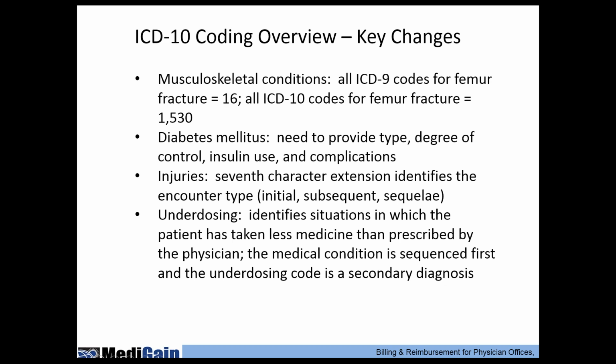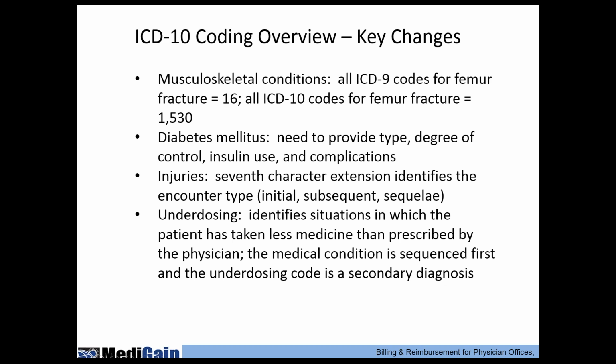Diabetes is changing, so now we have to designate what's the type of diabetes, type 1 or type 2. Is it due to an underlying cause, such as gestational diabetes? We're looking at the degree of control. And there's also a connection with what are the complications. Does the patient have polyneuropathy, or do they have peripheral vascular disease or ophthalmic complications? All of those components now are going to need to be linked into the diabetes code.